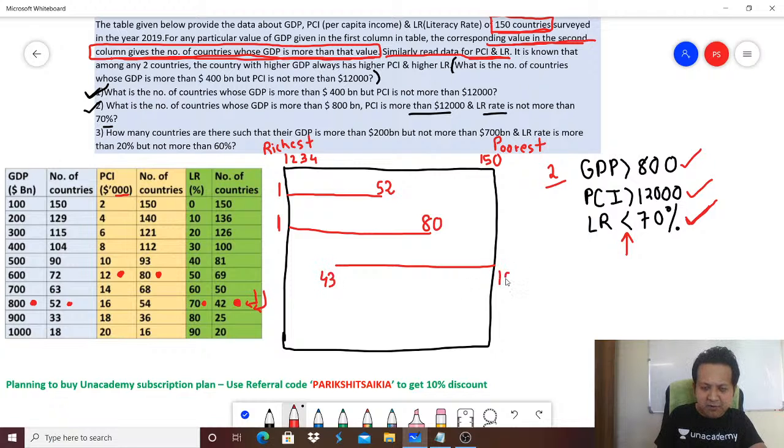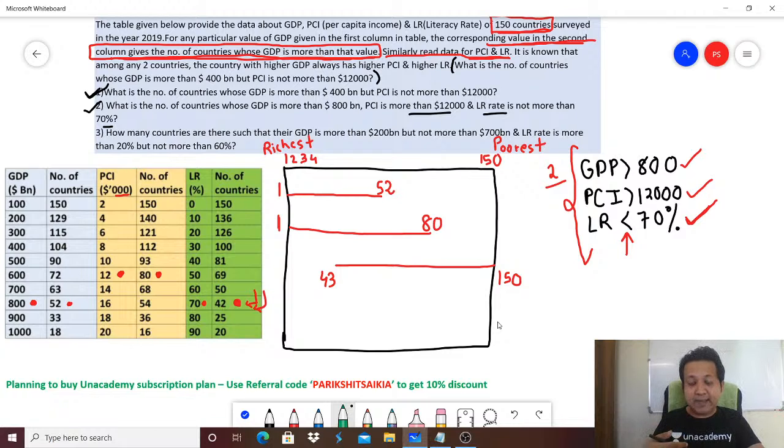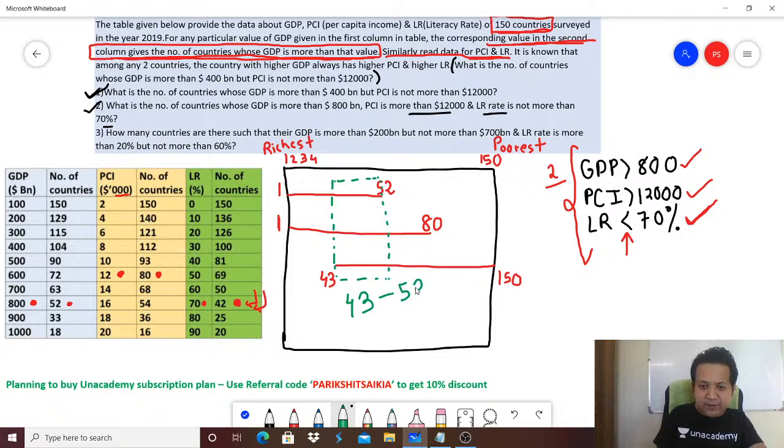Can you see? Perfect. Now the question is telling me to give a count of all the countries which satisfy the three conditions. It's very easy. Just look at the region which is overlapping, the intersection of three lines, the region common to three lines. Can I say this is the region? Yes. So what is this region? 43 to 52.